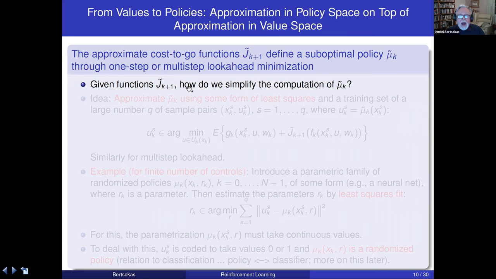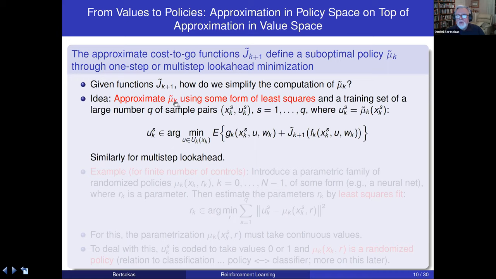So how can we represent these mu tildes and simplify the computation of their values? The idea is to approximate mu tilde using some kind of least squares fit and training data. So we have J tilde, we can select various states, representative states, calculate the one-step look-ahead controls. So for state x_k^s, the control is u_k^s, and this represents a single sample pair, a single sample of our training set. We do this for many samples of sample states. So we built this training set, and we can do this for one-step look-ahead or for multi-step look-ahead.